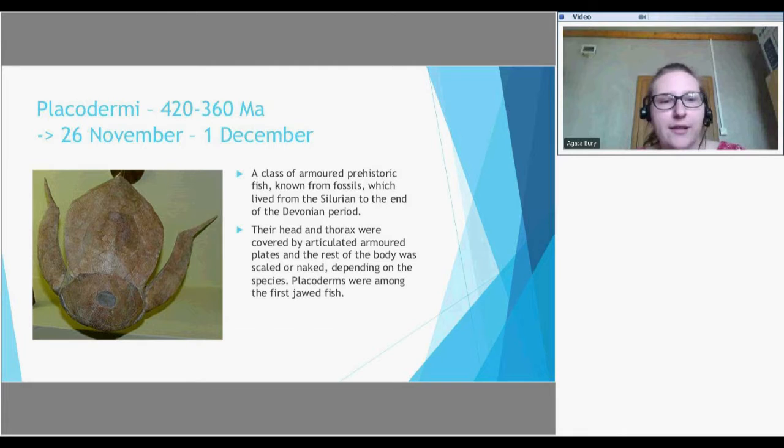Some things about fishes. One of the first fishes called Placodermi have been since 420 to 360 million years ago. In our year, it's 26 November to 1st December. And the Placodermi is a class of armored prehistoric fishes which lived in that time from the Silurian to the end of Devonian. Their head and thorax were covered by armored plates, and depending on species, the rest of the body was scaled or naked. Placoderms were the first jawed fishes.